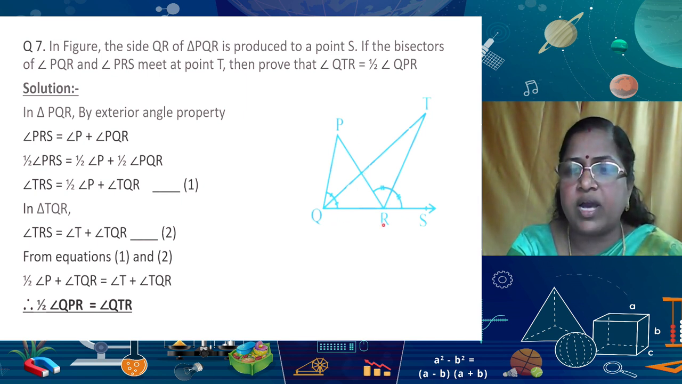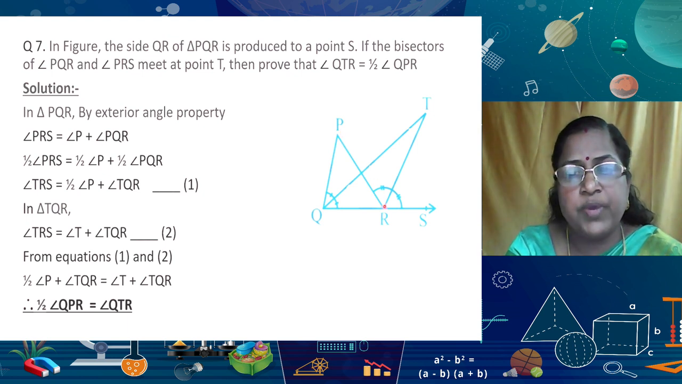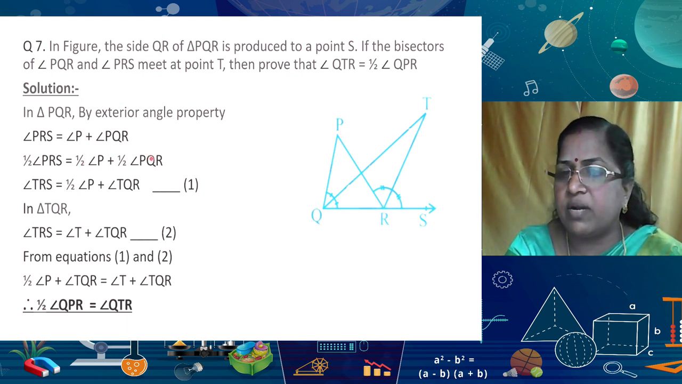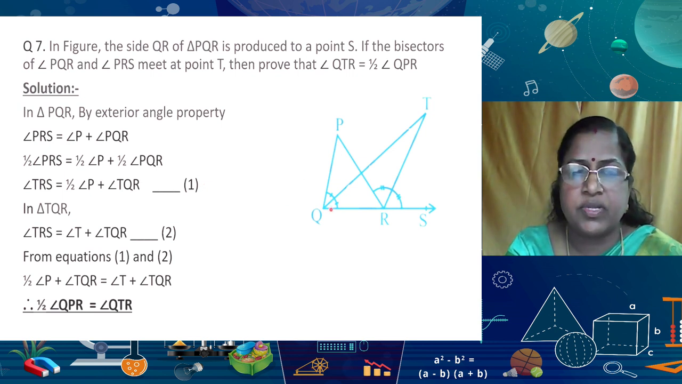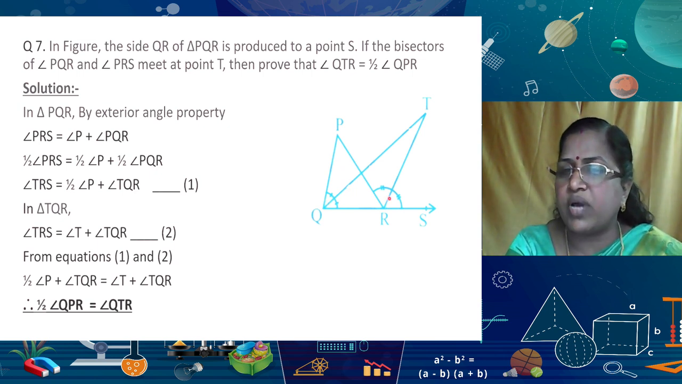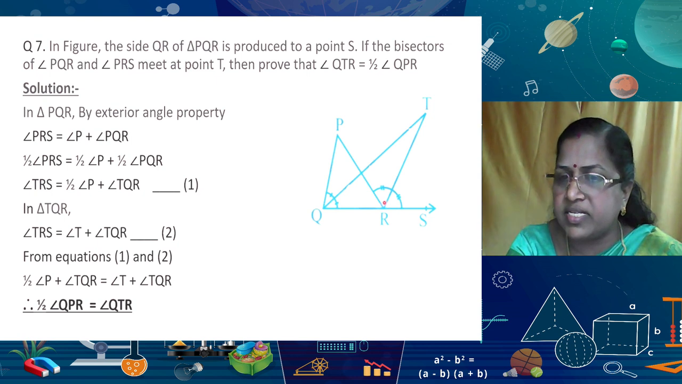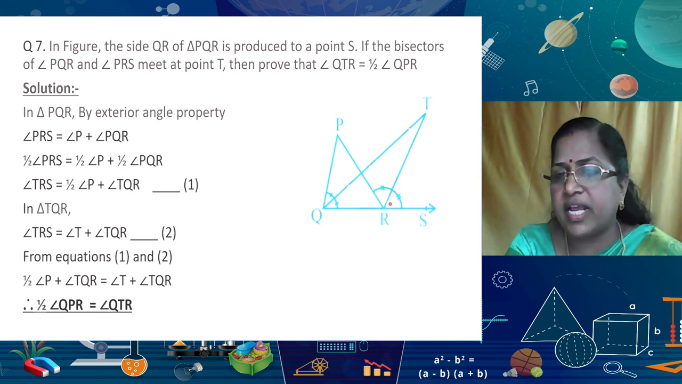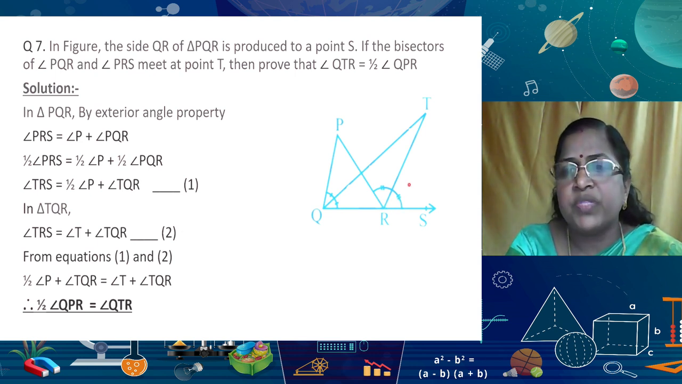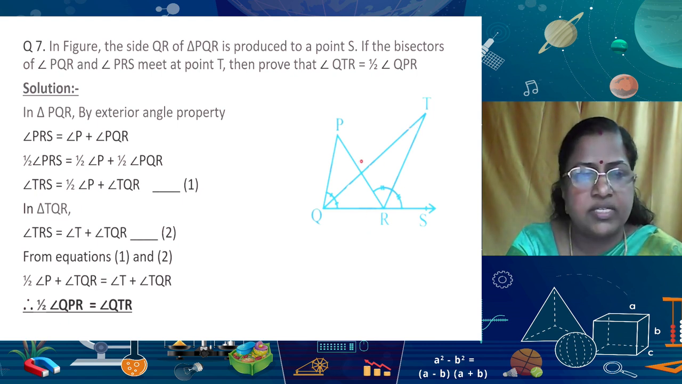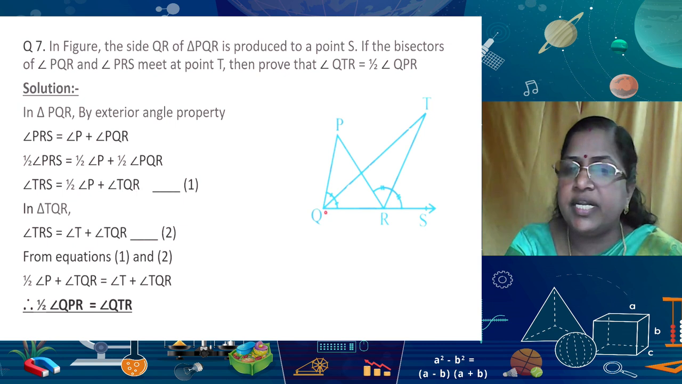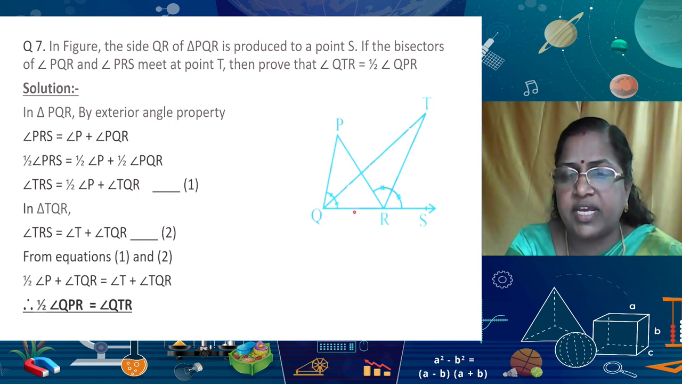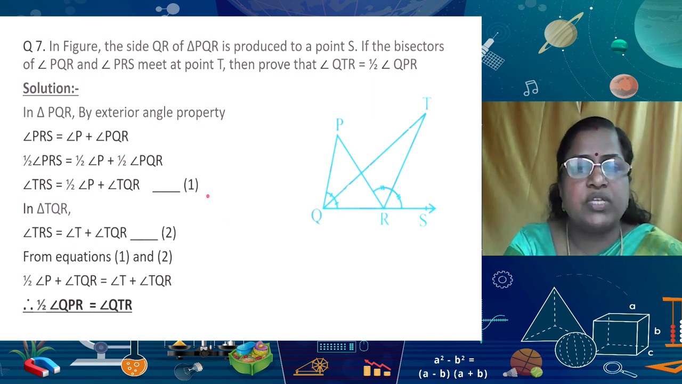Here in triangle PQR, by exterior angle property, we can say angle PRS equal to angle P plus angle PQR. Here we are given bisectors of these two angles. So we can take half of angle PRS equal to half of angle P plus half of angle PQR. What is half of angle PRS? We can say these two angles, TRS or TRP. Any angle we can take, but here we need TRS. So we can take angle TRS is equal to half of angle P plus angle TQR. Here also the half of this angle is TQR we are taking. This is the first equation.